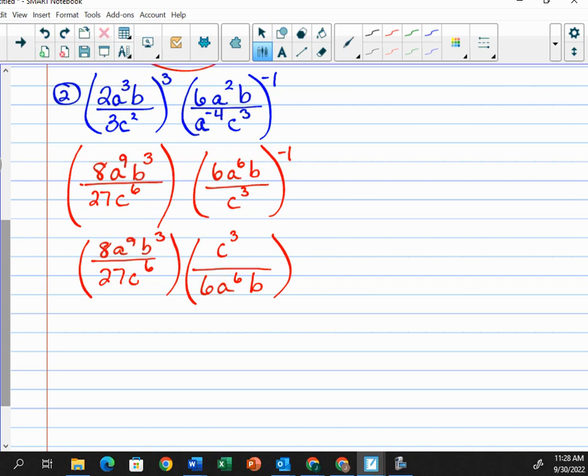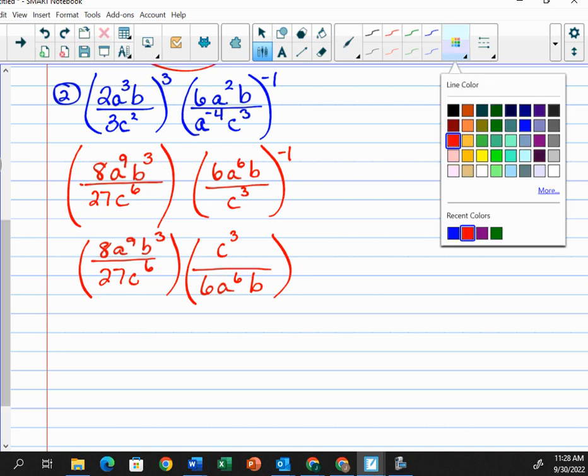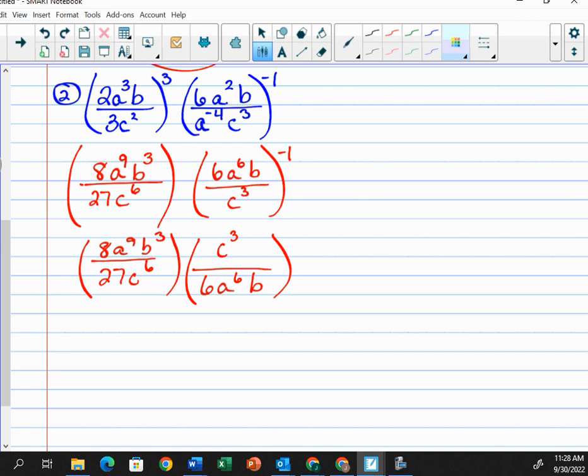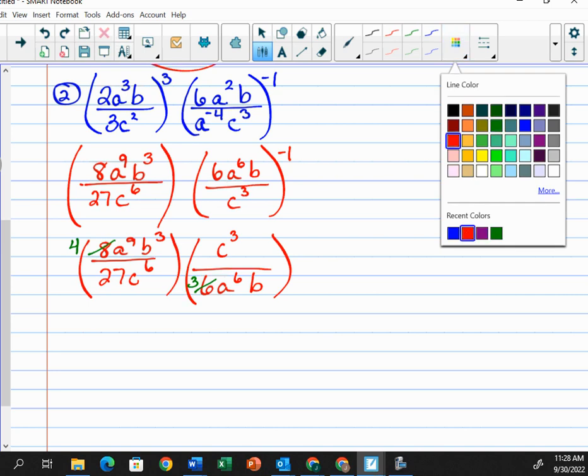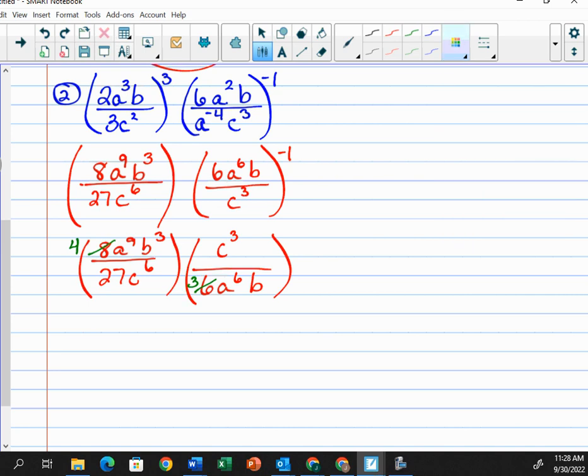I don't want to multiply 6 and 27, so let's reduce coefficients first. What could I reduce by? 2. Yeah, the 8 can become a 4, and the 6 can become 3. Make it smaller, not bigger, guys. All right, so all I have is a 4 in the numerator. What's my coefficient in the denominator? 81. 27 times 3 is 81. Then I look at the a's. Find all your a's. How many are left and where are they?